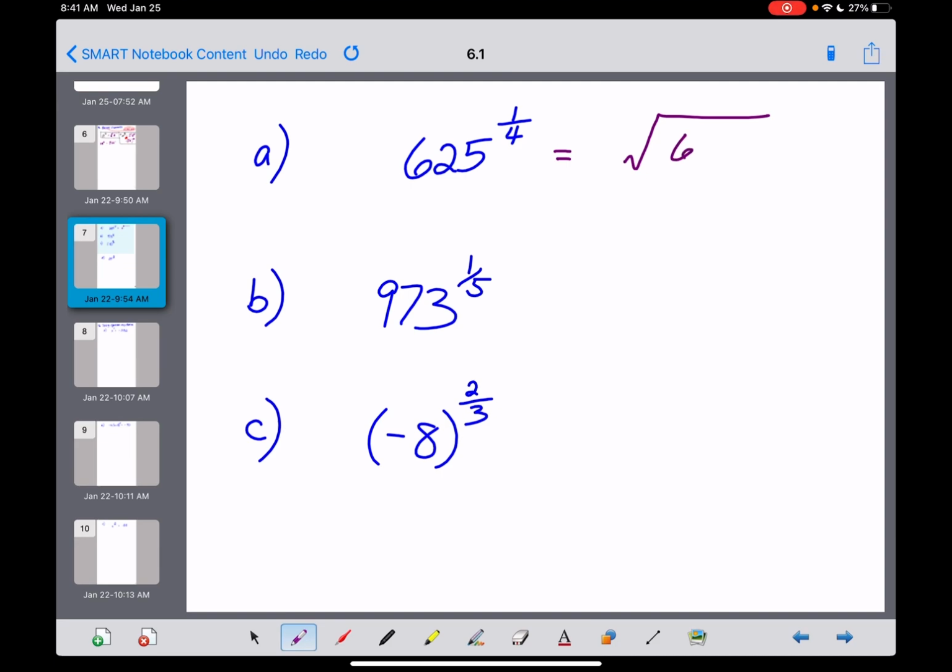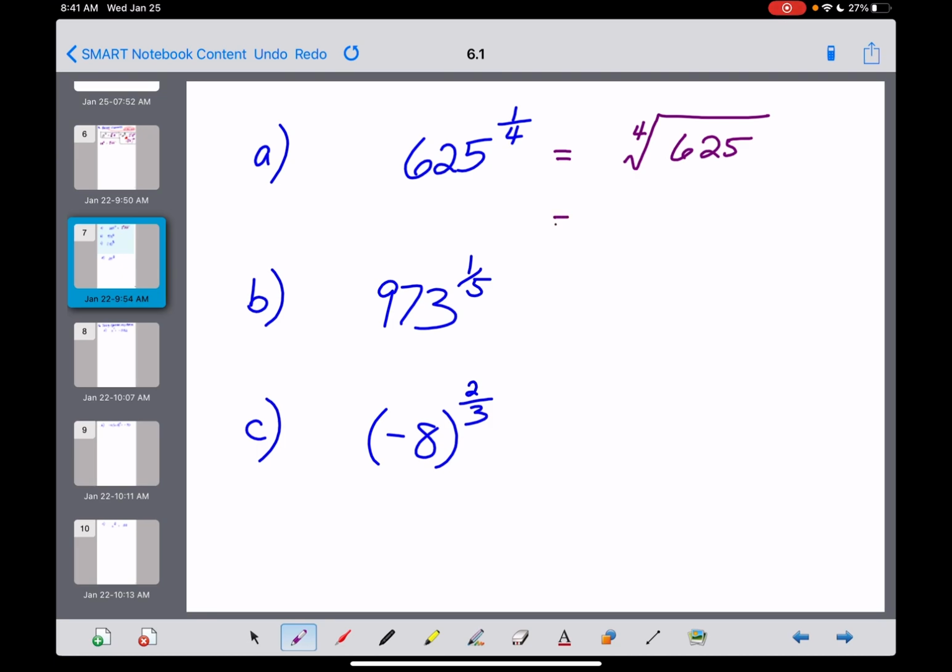The 625 is our radicand. The denominator of the fractional exponent, which is 4, is our index. That goes right there. The numerator of that fractional exponent, which is 1, is an exponent, but there's never any point writing an exponent of 1, so I can just quit right there.